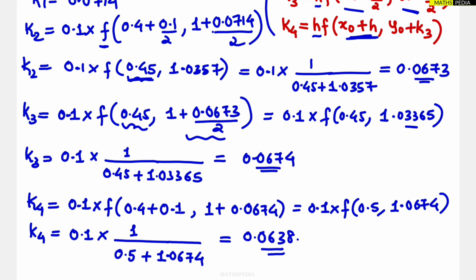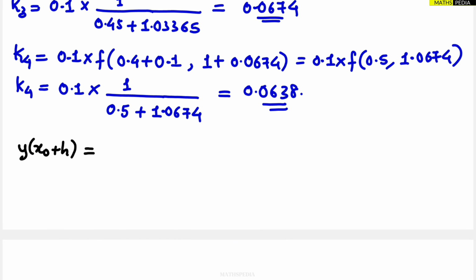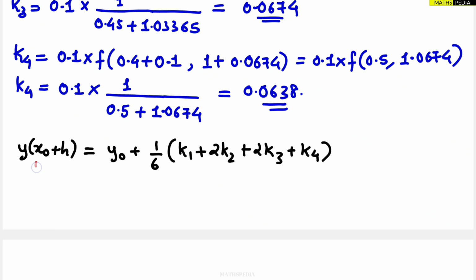So all the values we got: k1 value, k2 value, k3, k4. Now you have to substitute in the formula. What is the formula? Let us see that. What is the meaning of y of x naught plus h? See, we have studied that. As we have discussed, from x naught I went to x1. I took a step of what? h. Okay. Now, if I add x naught plus h, I will be arriving at x1. The simple logic. So this basically means the x1 value.